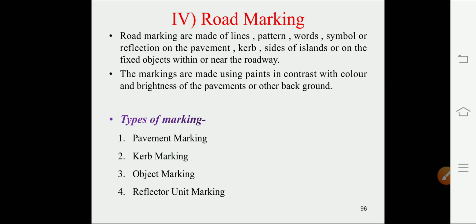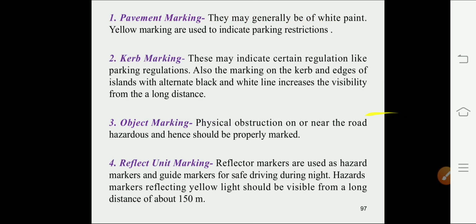Lastly, road marking. Road markings are made of lines, patterns, words, symbols or reflectors on the pavement, curbs, side of island or on the fixed object within or near the roadway. The markings are made using paints in contrast with color and brightness of the pavements or other backgrounds. There are several types of marking like pavement marking, curb marking, object marking, reflector unit marking.